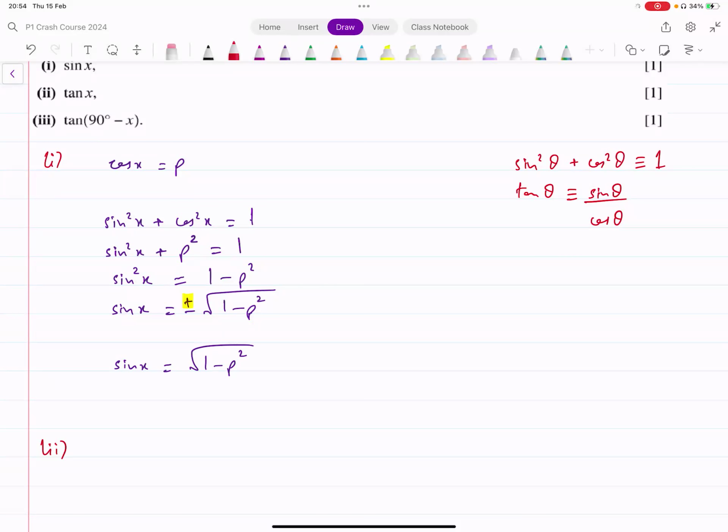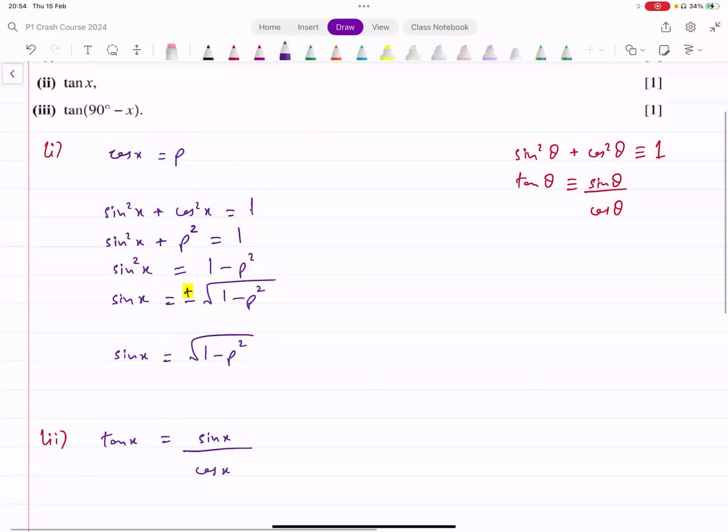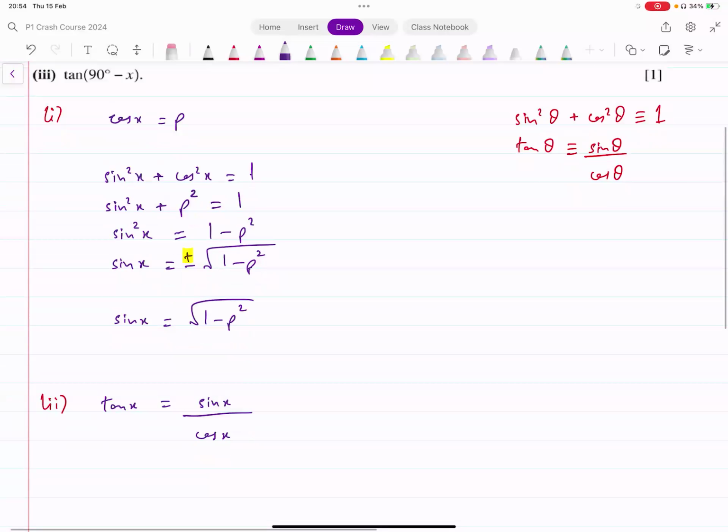Okay. Now the second part says find tan x. How can you find tan x now? Tan x is defined as sine x over cos x. Now we have already found the value for sine x, that is square root of 1 minus p squared. We know cos x as well, that is p. So tan x is just equal to this: square root of 1 minus p squared divided by p. All right.